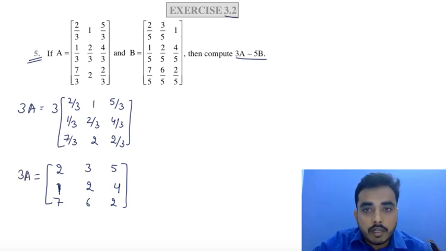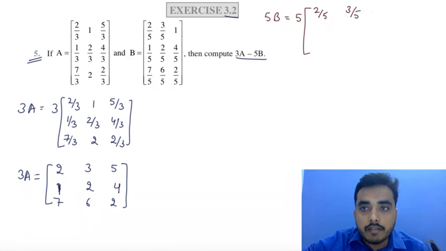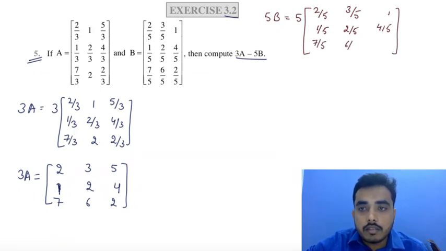Now let's compute 5B. Then we will subtract 3A minus 5B. तो 5b निकालते हैं, so 5 times b दिया है 2 by 5, 3 by 5, 1 by 5, 2 by 5, this is 4 by 5, 7 by 5, 6 by 5 and this 2 by 5.